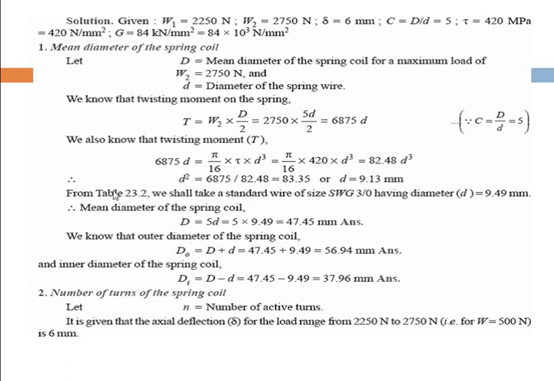If there are any standard tables given, you can select the standard wire size from that table, or you can simply take the value 9.13 mm. Next, mean diameter of the spring coil, capital D, is equal to 5 times d by using the spring index relation. We get 47.45 mm. We know that outer diameter D naught is equal to capital D plus d.